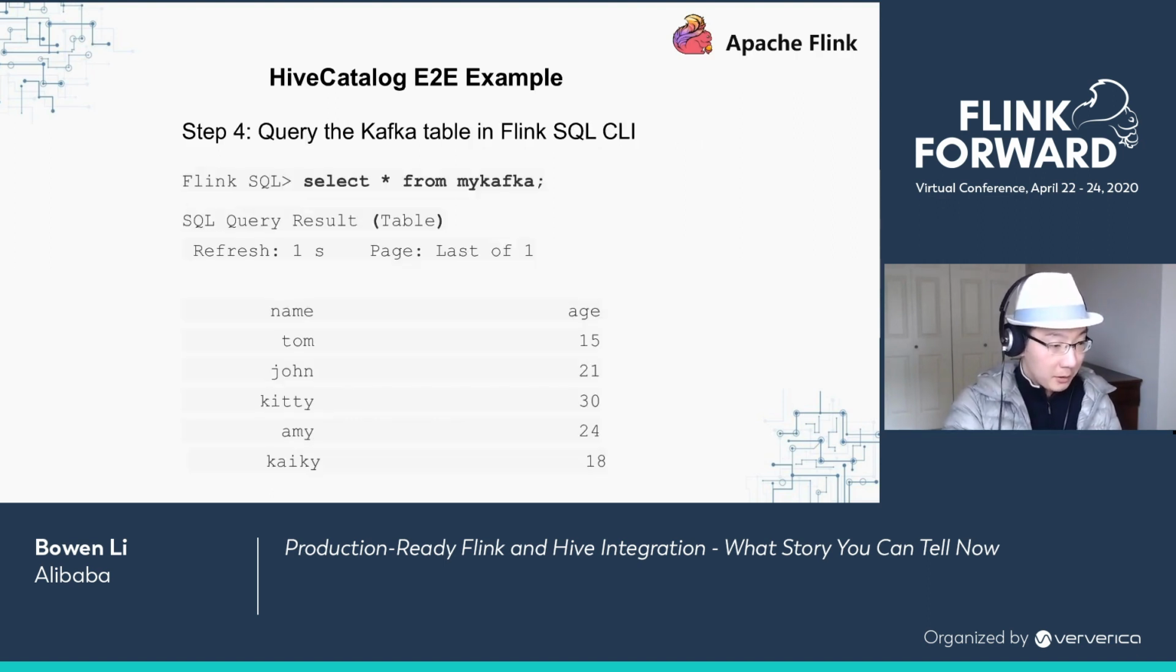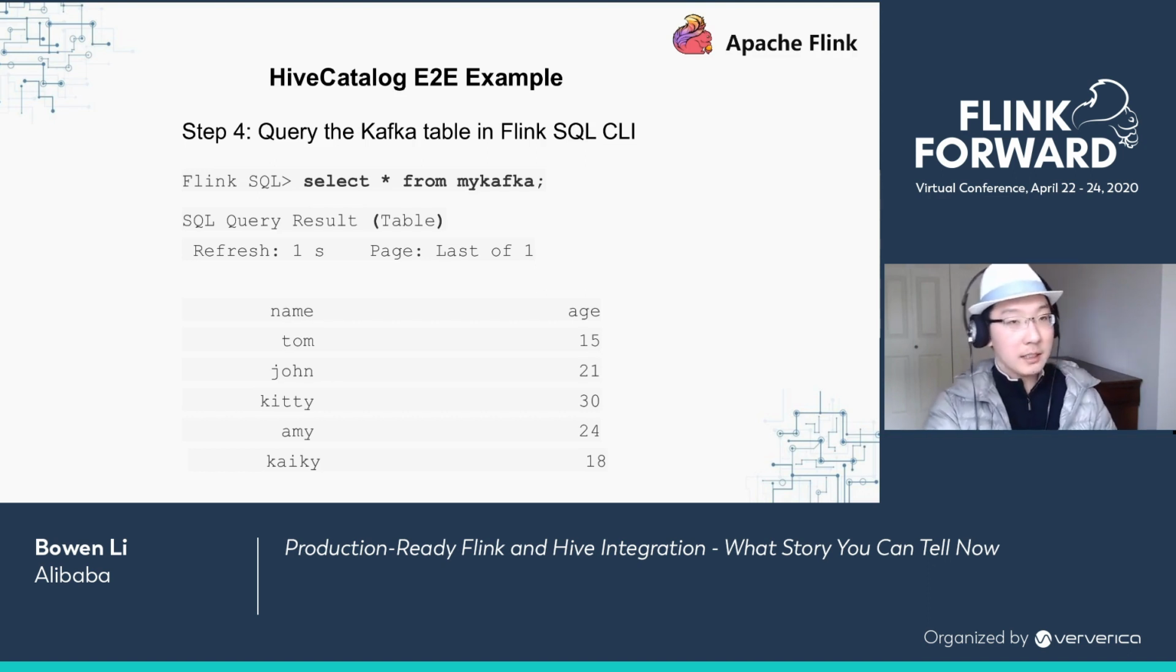Then we switch back to Flink SQL CLI and say, right now we select star from my Kafka table. What Flink does right now is the planner will go through Hive catalog into the HMS to retrieve the table and convert it back to a Flink table that the planner can understand and use for spinning up queries.